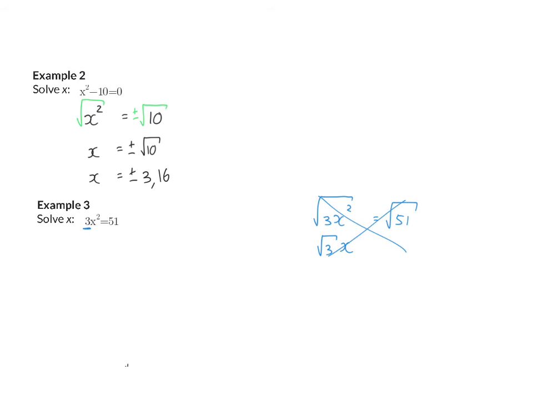So rather than doing that, always start by getting the variable that is squared alone on one side, and we will do this by dividing by 3 on the other side to get 17. And if I now take the square root on both sides, I will have x is equal to the positive or negative value of root 17. Which if I go and calculate and round will be plus or minus 4,12.